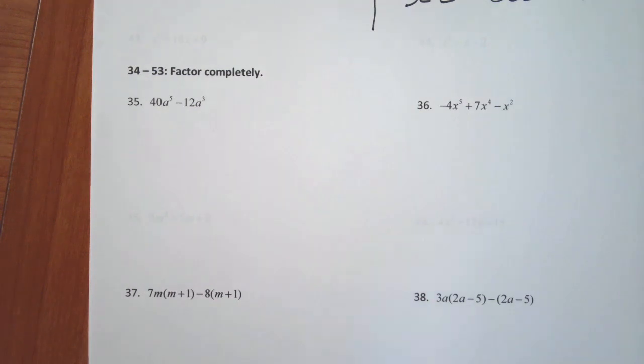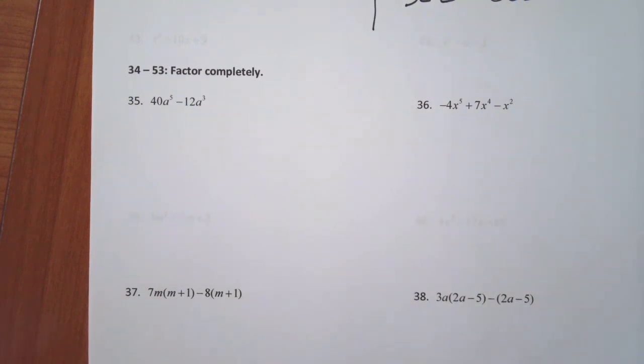Okay, so let's see what we got here. 34 through 53. So there are a bunch of factoring problems. So clearly we've spent a lot of time on this. It was half of the lesson, so it's going to be quite heavily on the test. And it's a skill that you're going to need for all your future math courses.